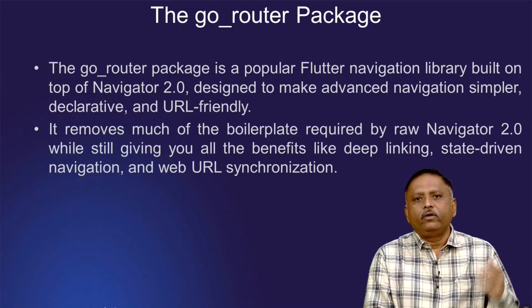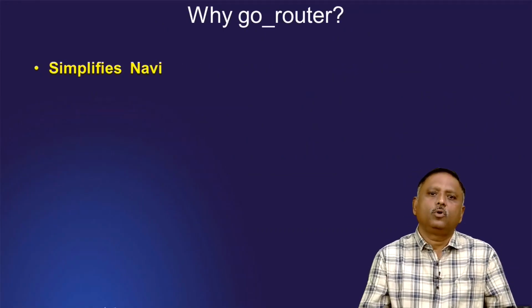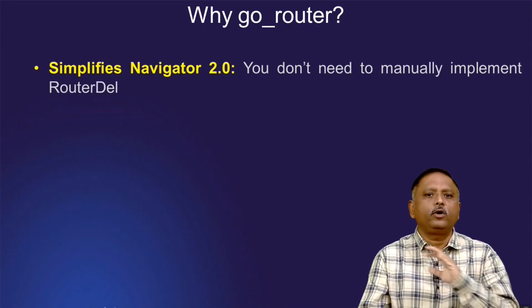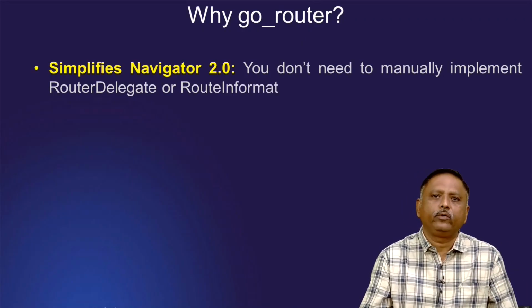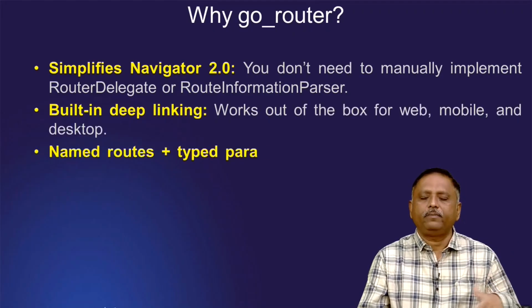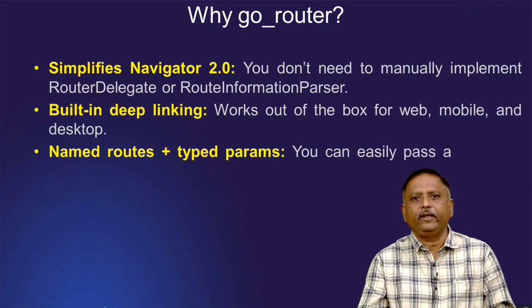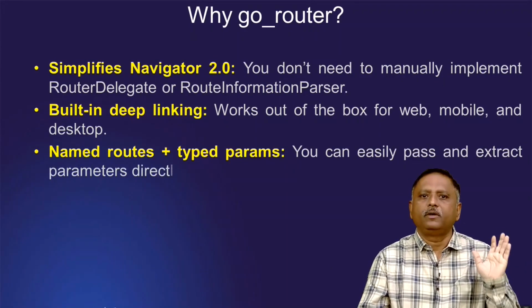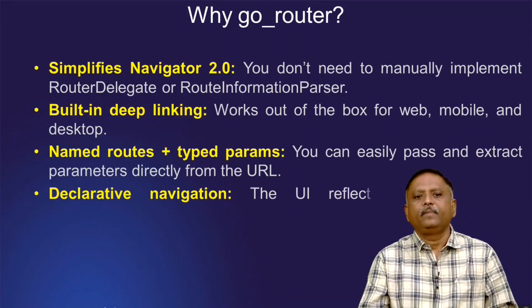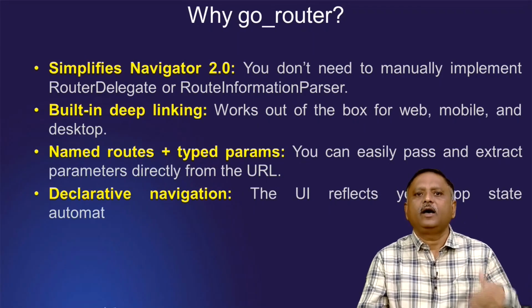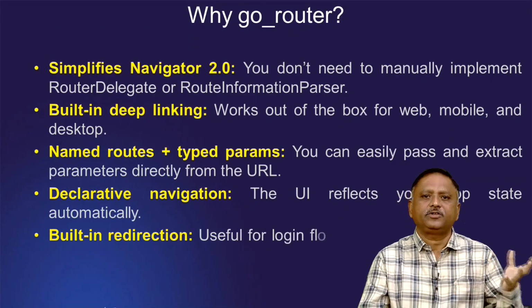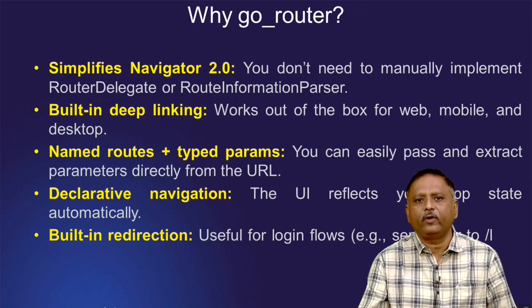Now why use GoRouter? It simplifies Navigator 2.0. You don't need to manually implement a router delegate or router information parser. It provides built-in deep linking, so it works out of the box for web, mobile and desktop. Then there are named routes plus type parameters. You can easily pass and extract parameters directly from the URL.